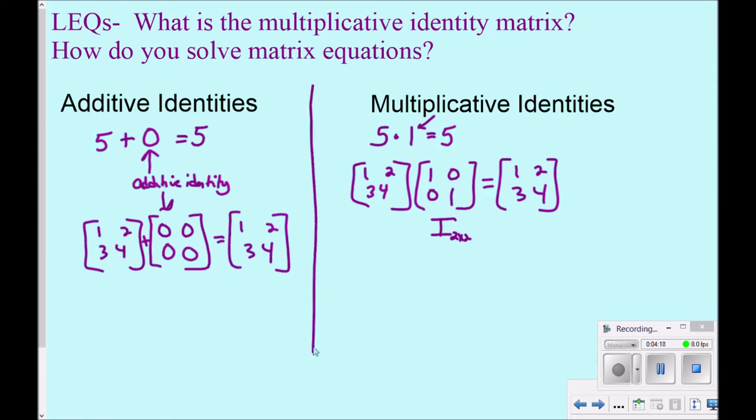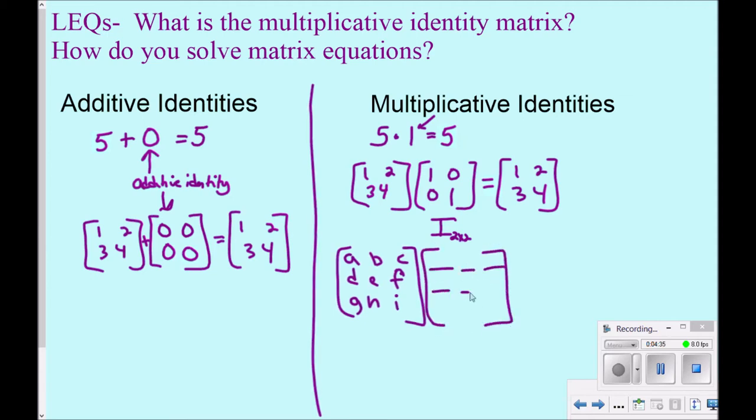So this is also true for 3 by 3s. So if I have a matrix A, B, C, D, E, F, G, H, I, if I multiply it by the 3 by 3 multiplicative identity matrix, I should, as a product, get the same matrix I started with, A, B, C, D, E, F, G, H, I. So the question becomes, well, what matrix is the multiplicative identity for 3 by 3s? So we're going to figure that out.